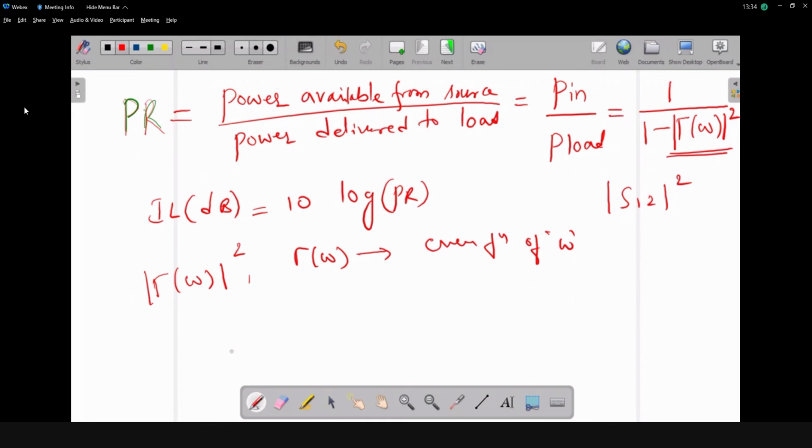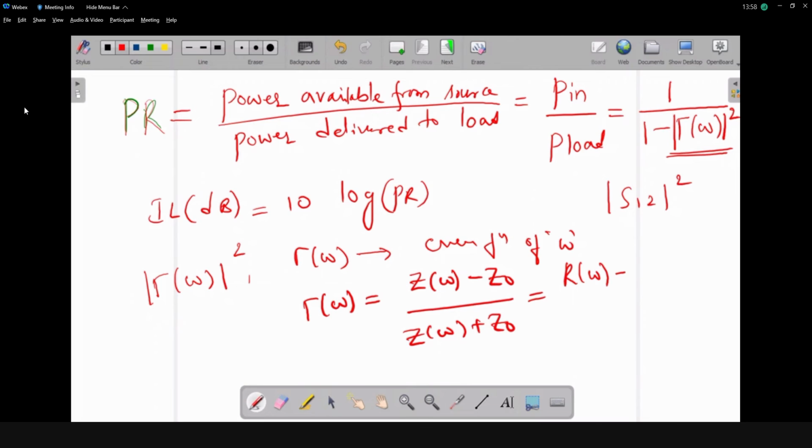So if you take the reflection coefficient equation, let us take the reflection coefficient equation in terms of the impedance. I'll write it as (Z(ω) − Z0) divided by (Z(ω) + Z0). So now this is the reflection coefficient equation. Now if I write this Z(ω) in terms of the real and imaginary part, so that is R(ω) minus Z0 plus jX(ω).